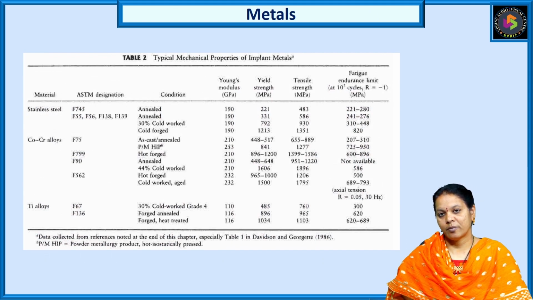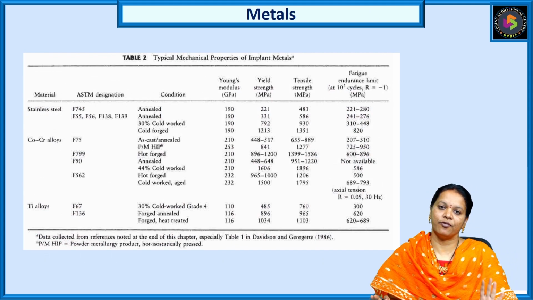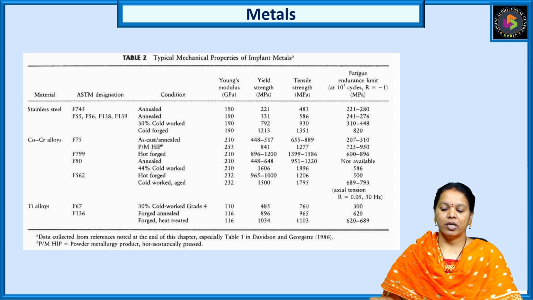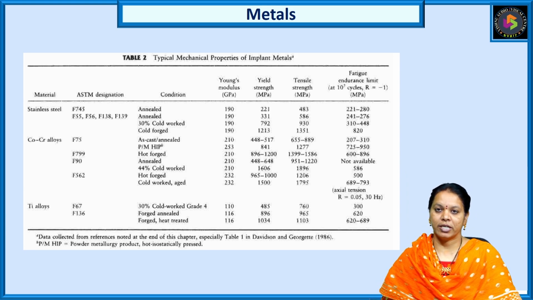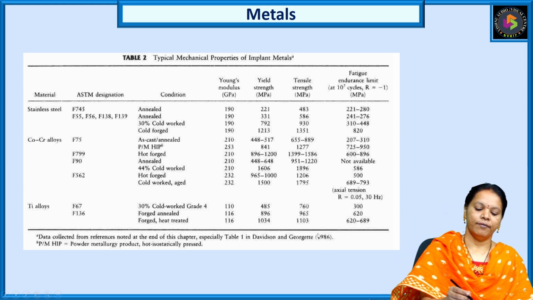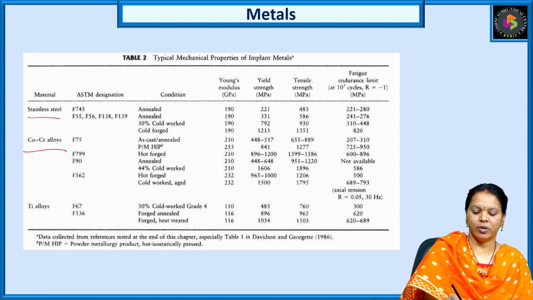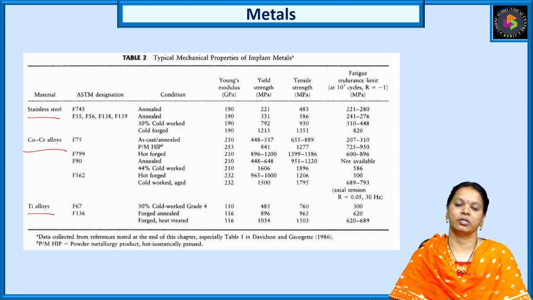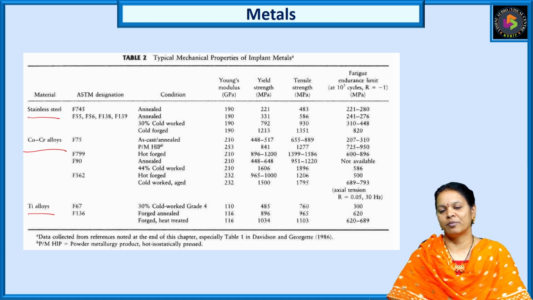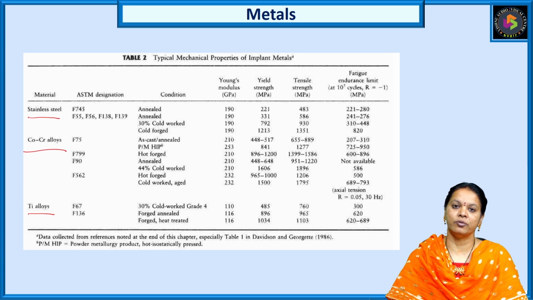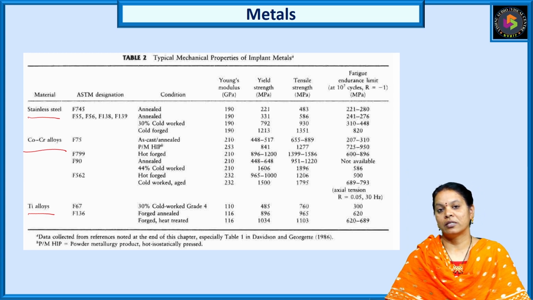So having discussed the four basic classes of biomaterials, now we quickly look into examples of each category. In metals, we have stainless steel, cobalt chromium alloys, and titanium alloys. These are very popular and commercially available in the market, and they are widely used for dental applications as well as orthopedic applications.